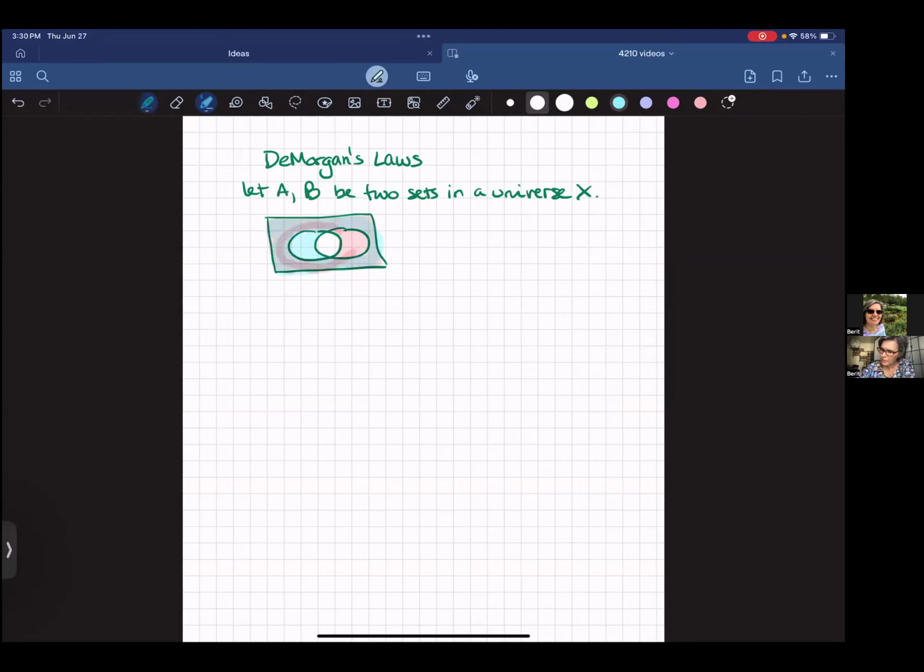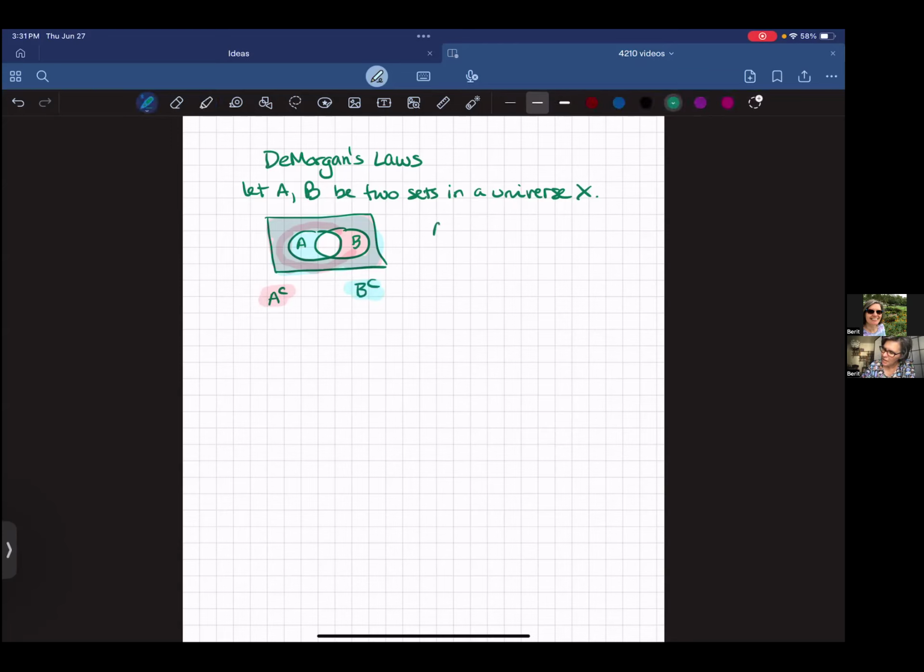And I really should have labeled A and B here. So this is A and this is B. Okay. And so A complement and B complement, let me shade those. So A complement is the sort of peach stuff and B complement is the sort of blue stuff.